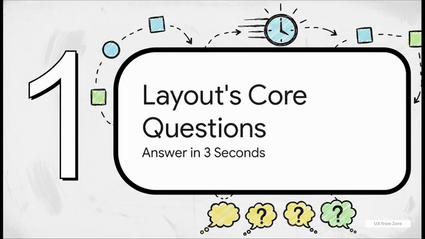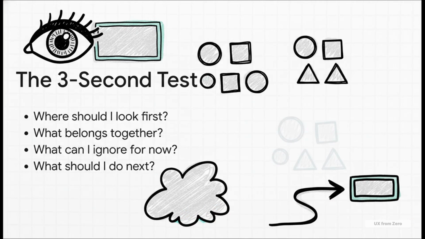So let's reframe how we think about this. Layout isn't just about making things look pretty. It's a communication system. And here's the kicker. It has to work instantly. A good layout has to answer 4 key questions for the user in under 3 seconds. If it can't do that, it's already failed. And here they are, those 4 crucial questions.